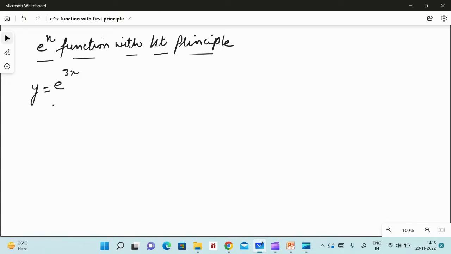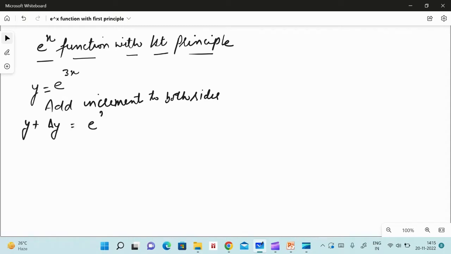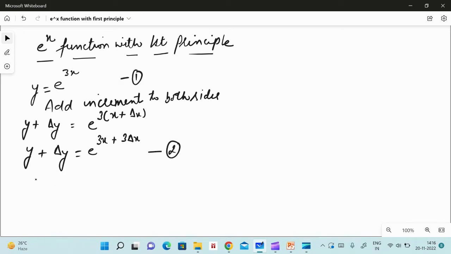In this, we will first add an increment to both sides. We will get y plus delta y equals e power 3 times (x plus delta x). If x is in the power, then we are supposed to add the delta x there itself. So we get y plus delta y equals e power 3x plus 3 delta x. This is my second equation and this is my first equation.